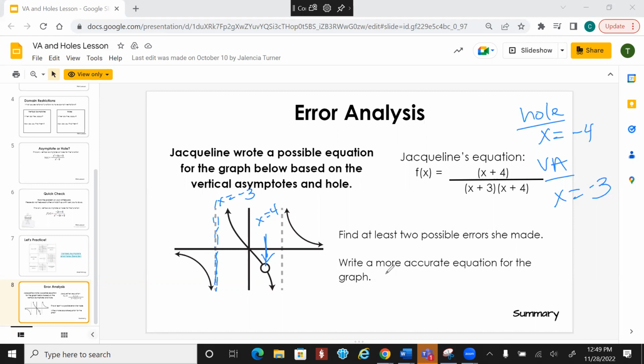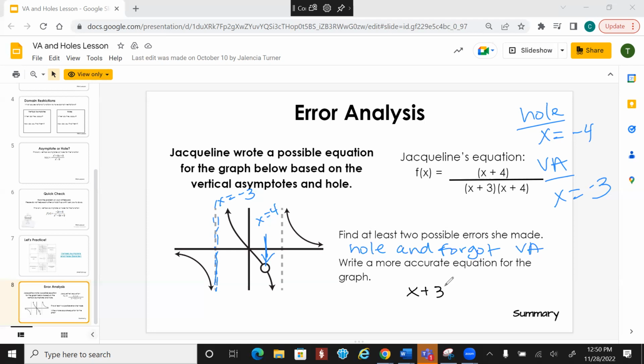But what about this other dotted line? Did she include that? Is there another vertical asymptote in her equation? No. Jacqueline messed up, right? Okay, so she got the wrong hole and forgot a vertical asymptote. So we're going to write a more accurate equation than what Jacqueline did, okay?